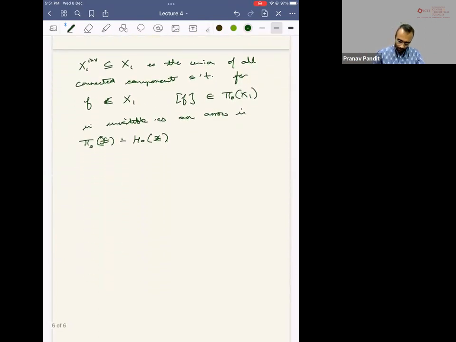Okay. So we have seen several ways to model the idea of an infinity one category.